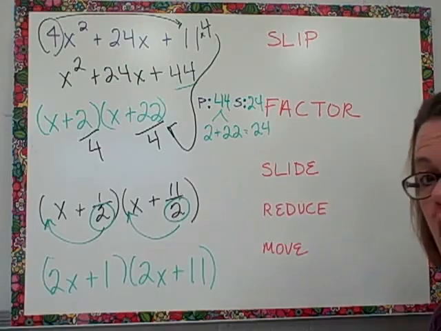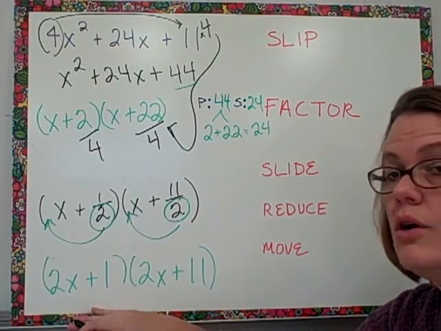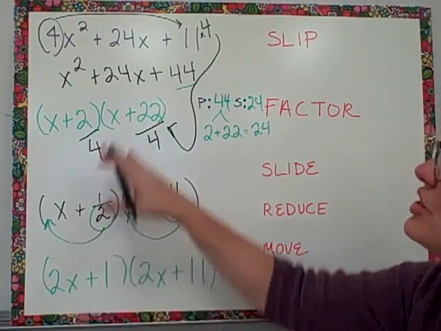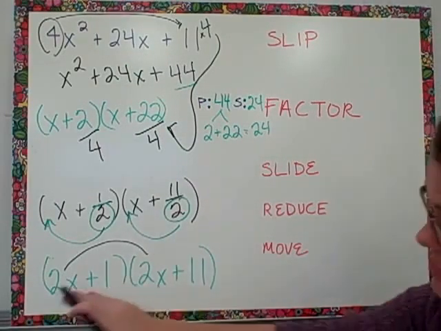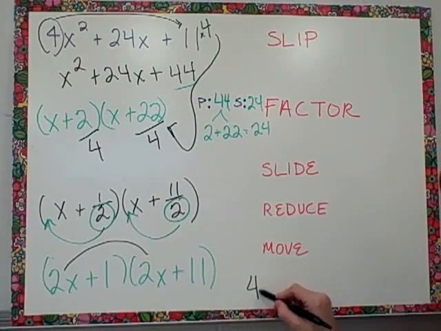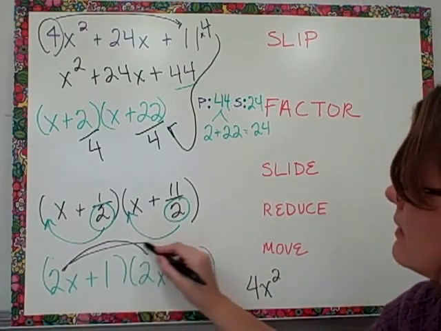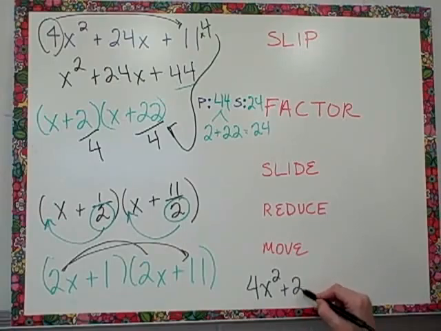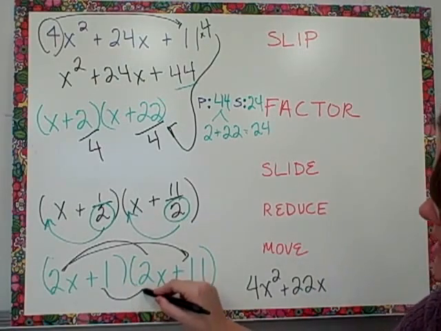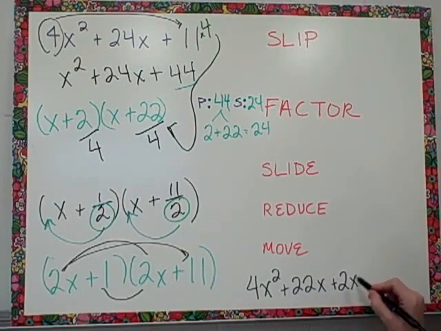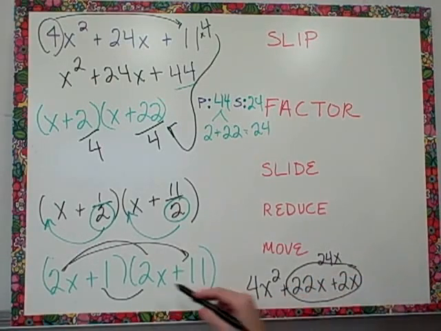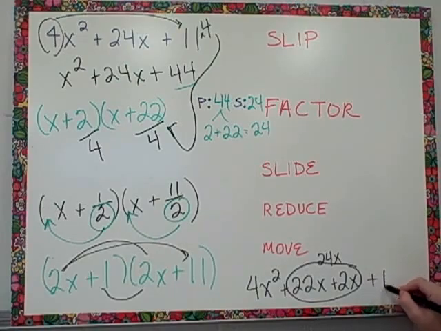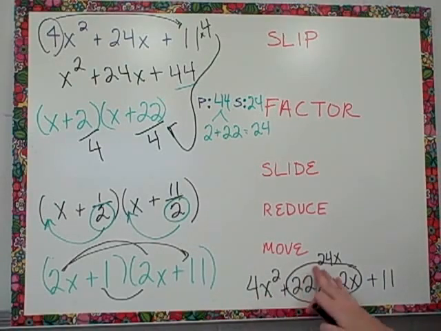At any time, I can go back and do my box method or my FOIL method to check to see if I get what I started with. 2x times 2x is 4x squared. That would give me 22x. This would give me 2 more x's. And when I add that together, that will be my 24x. And then 1 times 11 is 11. So 4x squared plus 24x plus 11 is what I started with.